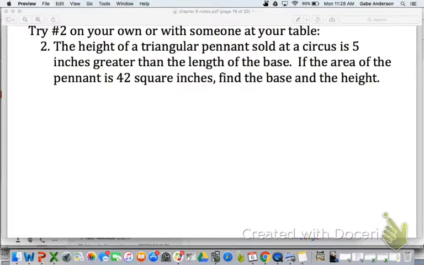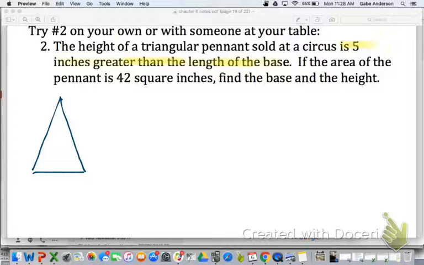I'll show you a couple things about this. You've got a triangular pennant. A triangular pennant could be arranged in a lot of different ways, but I'll just draw it like this. Something like that. And we're told to work with this triangular pennant. For instance, it says the height of this triangular pennant is 5 inches greater than the length of the base. So that phrase right there, 5 inches greater than the length of the base, is pretty important.